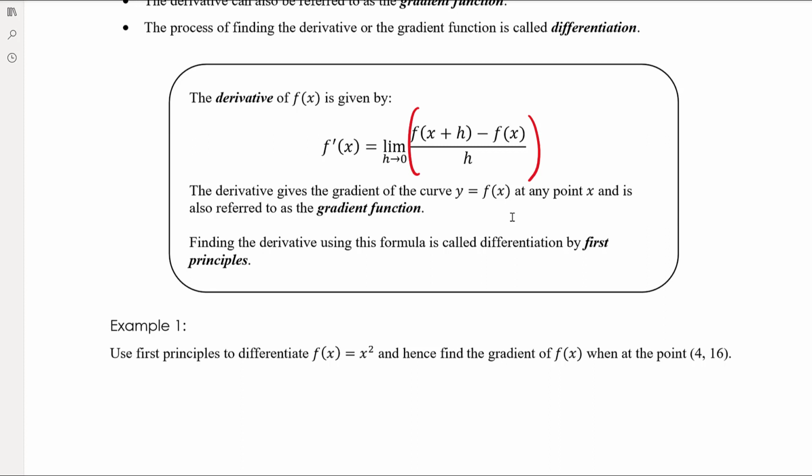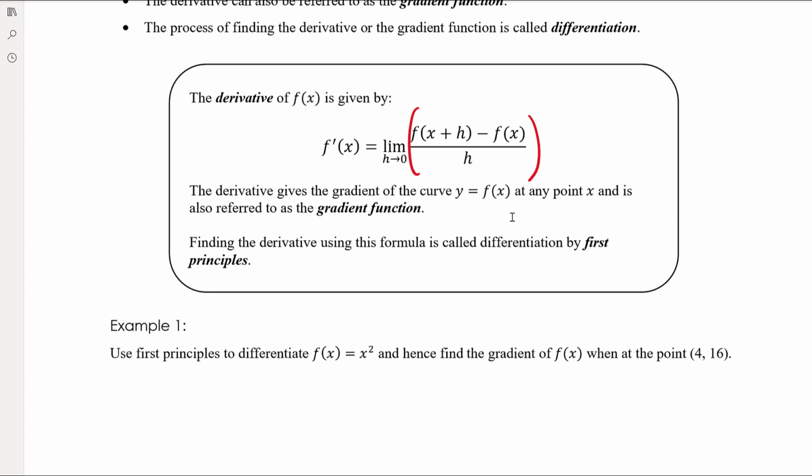As we know, the derivative gives the gradient of the curve y equals f of x at any point x, and it's also referred to as the gradient function. When we use this particular formula to find the gradient function or the derivative, it's called differentiation by first principles. And what we'll look at over the next few videos is how we can come up with rules to differentiate particular kinds of functions that mean that we don't have to do this process every time.